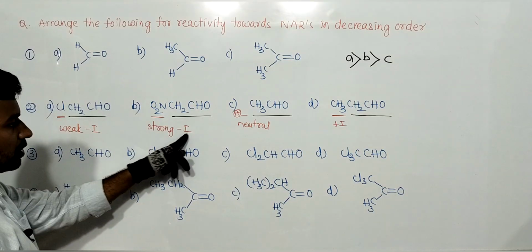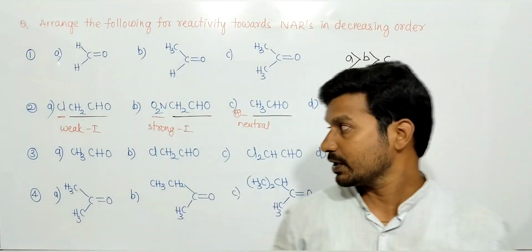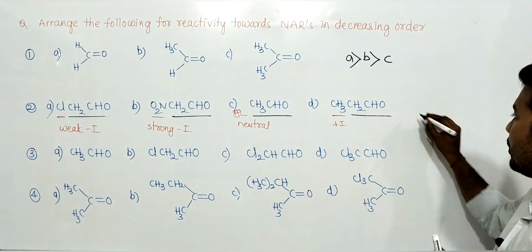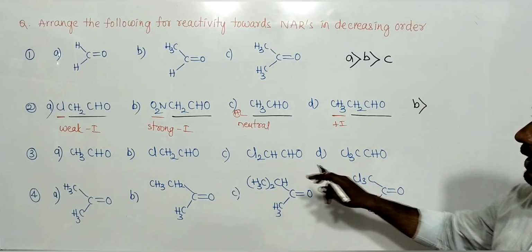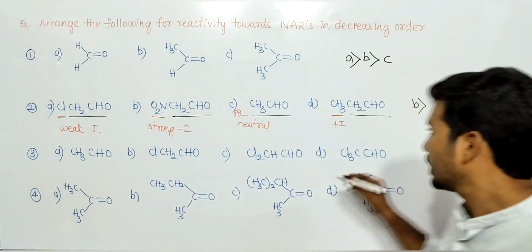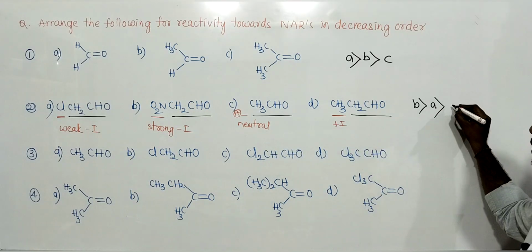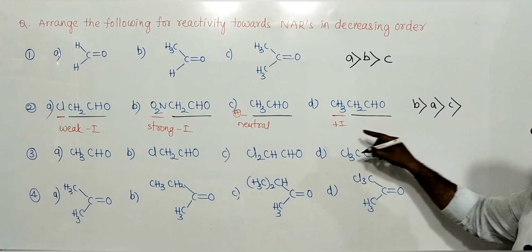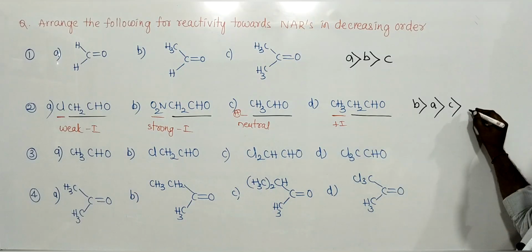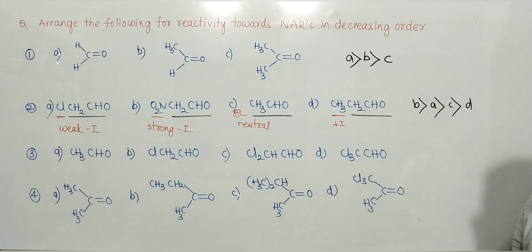Due to the presence of a strong minus I group, B is more reactive than the next, weak minus I group, second, A. Here the plus I group is unfavorable, and neutral is better than unfavorable, so C. Then last, D. The order is B, A, C, D.